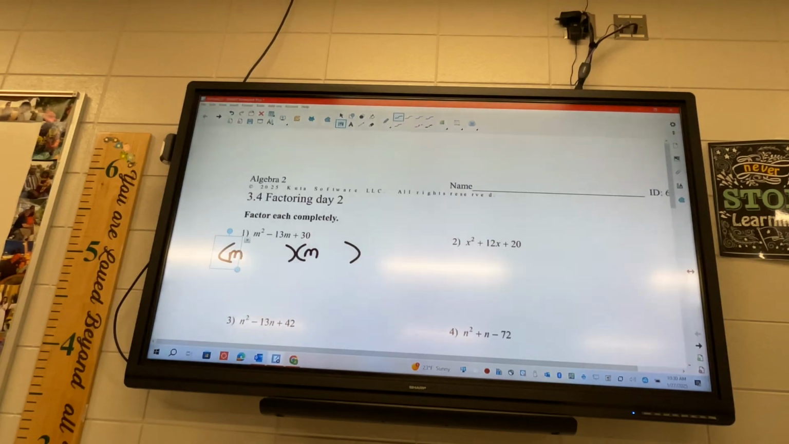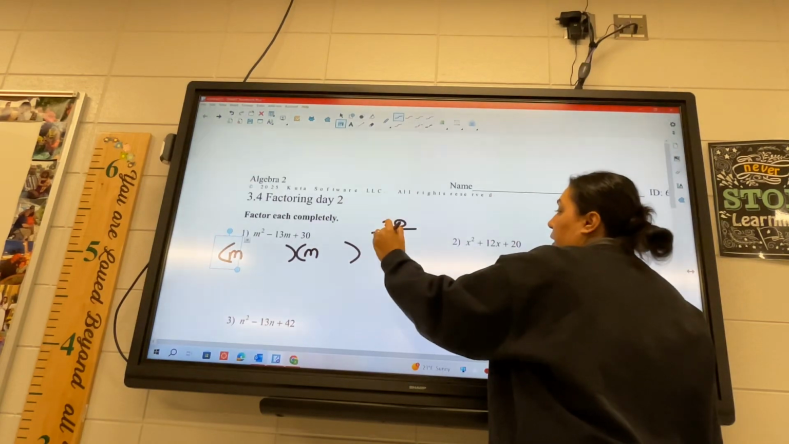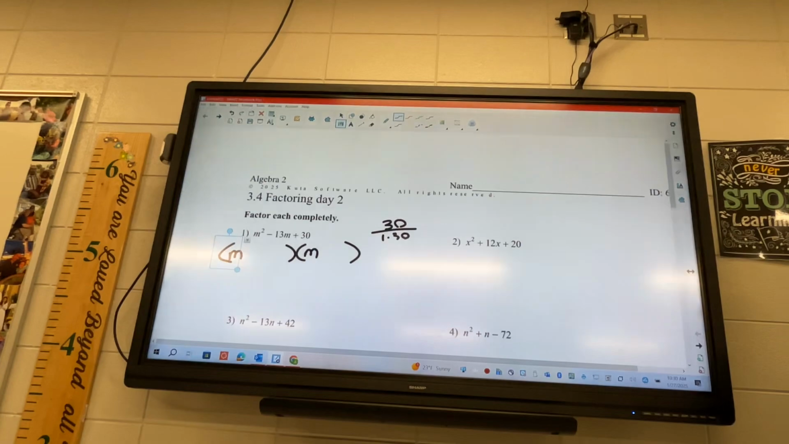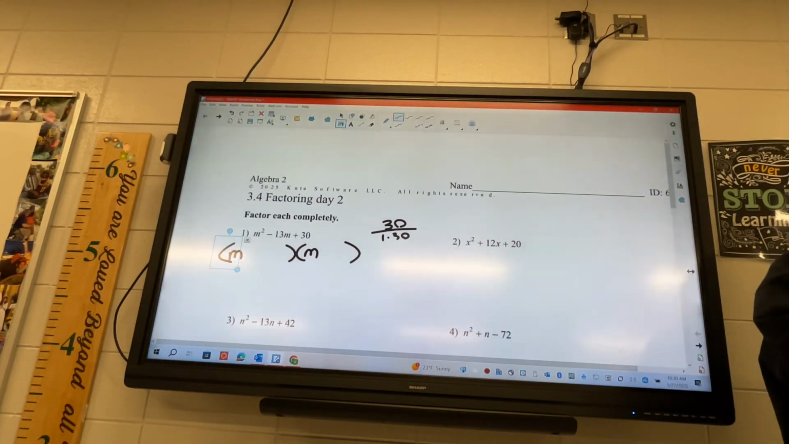Then we make a list of what number? 30. What is the first one always? 1. So 1 and 30. Okay, and then what would you need to check next? That would be 2. Okay, if you're doing it on a calculator, you would say 30 divided by 2. If you get a whole number, it works. If you get a fraction, it does not work.